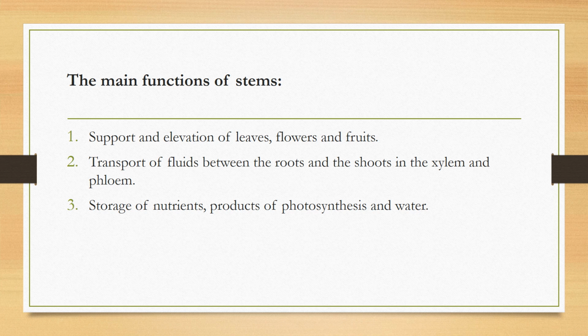Number 3, storage of nutrients. As you know, the stem stores the nutrients for the plant, and also in some species of plant the stem can get modified to store food and nutrients. For example, potato is a modified stem. It can store food and nutrients, and also can store products of photosynthesis and water.